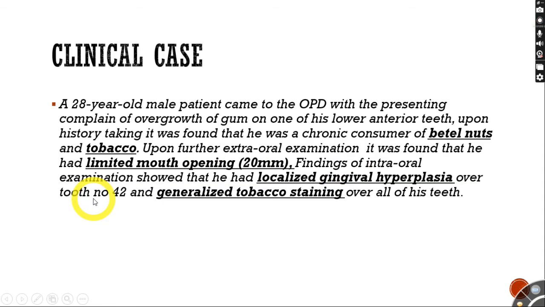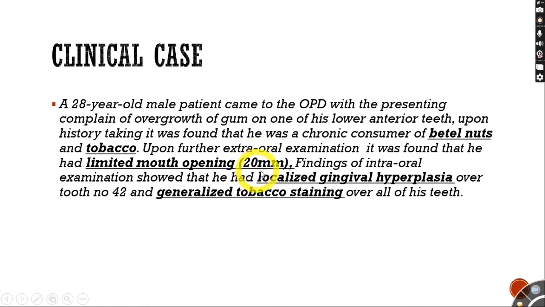So, moving on to the clinical case. A 28-year-old male patient came to the OPD with the presenting complaint of overgrowth on one of his lower anterior teeth, that was tooth number 42. Upon history taking, it was found that he was a chronic consumer of betel nuts and tobacco, and this was his habits history. Upon further extraoral examination, it was found that he had limited mouth opening, that was 20 millimeters.